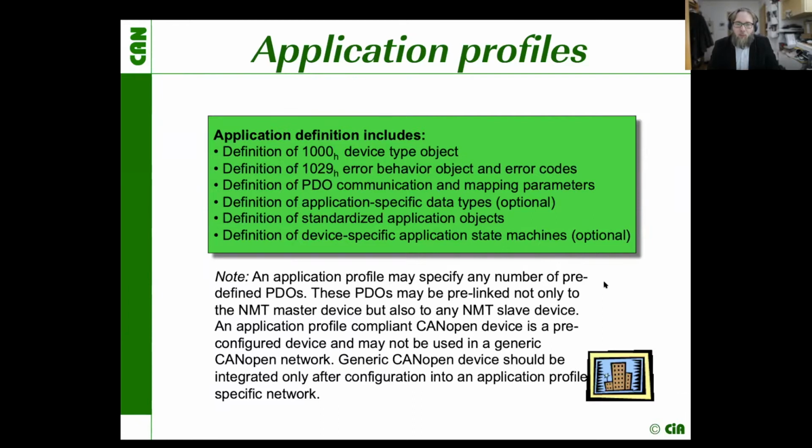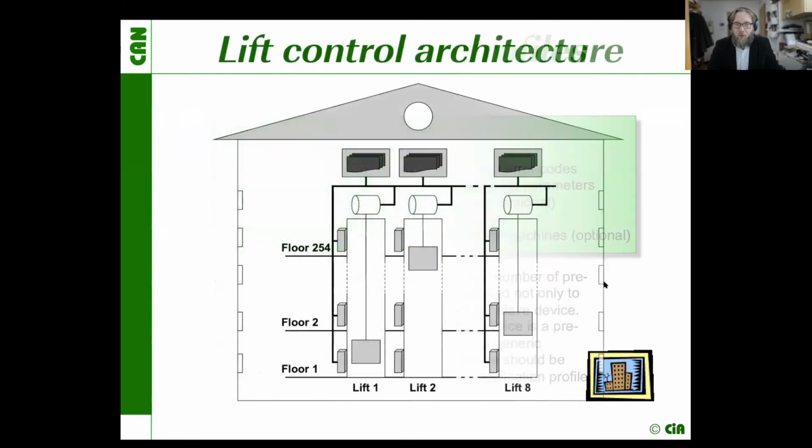The most important part is the definition of the PDO communication and the according mapping. I will come to that in a few seconds. As well as, and that's the most important part, the application-specific data types and application objects. And sometimes we have also specific state machines specified. That doesn't apply so much right now, but maybe that changes in future.